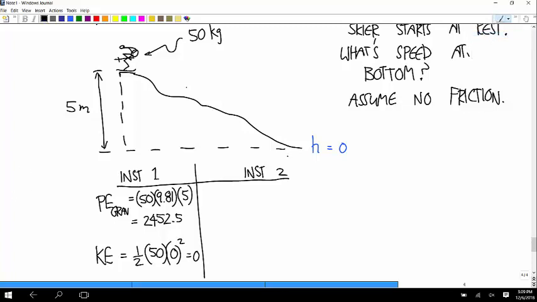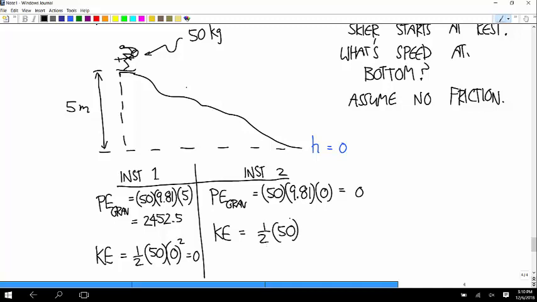And now instant 2 is at the bottom of the hill, so the gravitational potential energy is 50 times 9.81. And what's the height? 0. So there's no potential energy there. And then the kinetic energy, 1/2 times the mass times the speed squared. Do we know the speed at the bottom? No, that's what we're trying to calculate. So I'll just leave that as v squared.